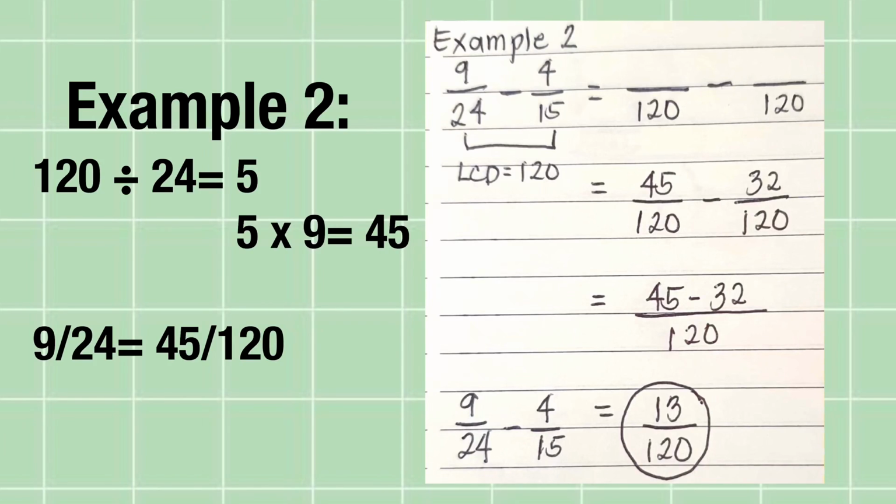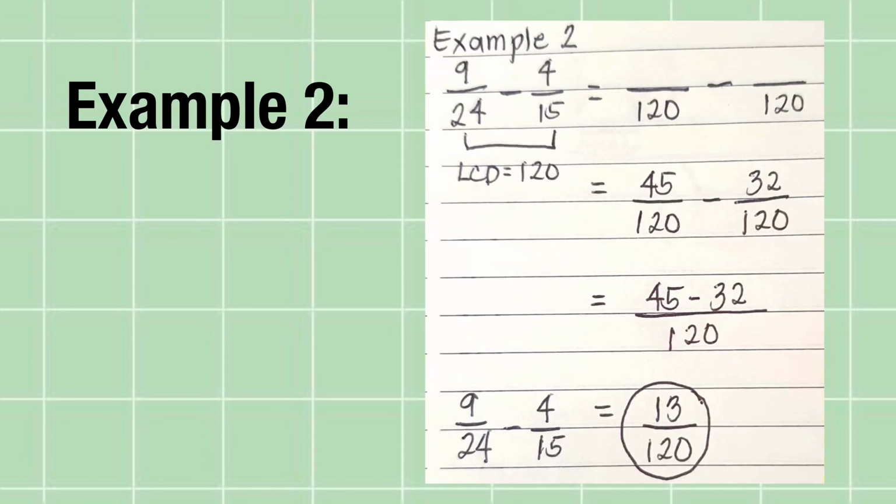120 divided by 24 equals 5, times 9 equals 45. So 9/24 is equivalent to 45 over 120. Next, 120 divided by 15 equals 8, times 4 equals 32. So 4/15 is equivalent to 32 over 120.